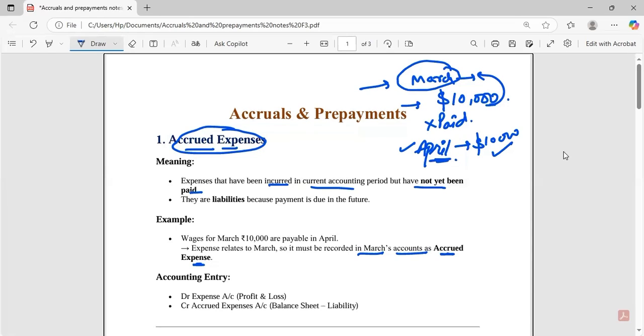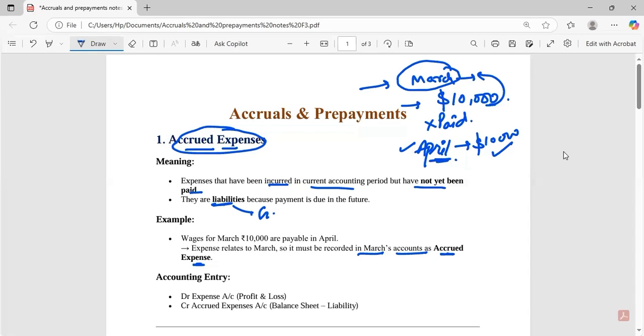Okay, so this would be our liability, and liabilities have a credit balance. I hope you have understood the logic of why it is a liability, because it is a headache for us that we have to pay this amount in the future. We have to pay this $10,000 in the future to our workers. All right, so this is a liability for us. This would be a current liability. All right, so the expenses which we have incurred but not yet paid are our accrued expenses.